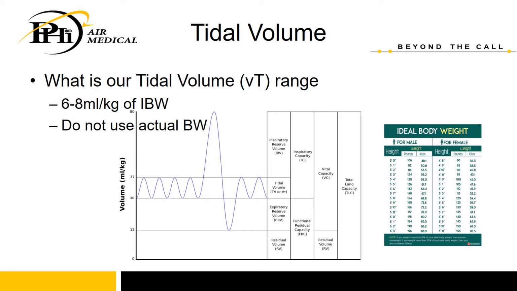So if you take a 5'10" male, it does not matter if he weighs 400 pounds or if he weighs 150 pounds. That 5'10" male has an ideal body weight of approximately 75 kilograms, and that is what we need to base our lung volumes off of. So 6 to 8 milliliters per kilogram of ideal body weight, and if you have a 5'10" person who weighs 75 kilograms, you can do the math, but that would be your tidal volume range.